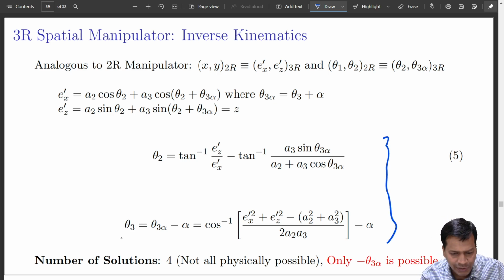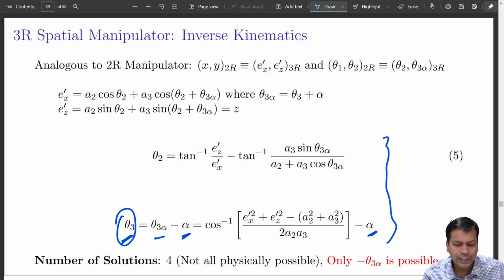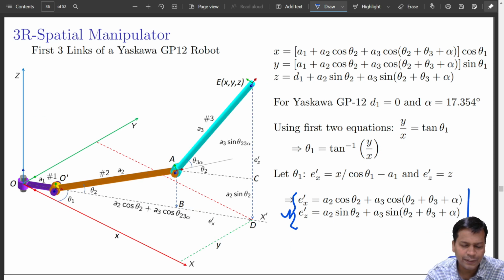Okay, and how much is theta 3? You can subtract alpha, that is the permanent angle, from theta 3 alpha, and you can get theta 3 directly, how much that angle actually has turned. So that is minus of that. Okay, so how many solutions does it have right till here?